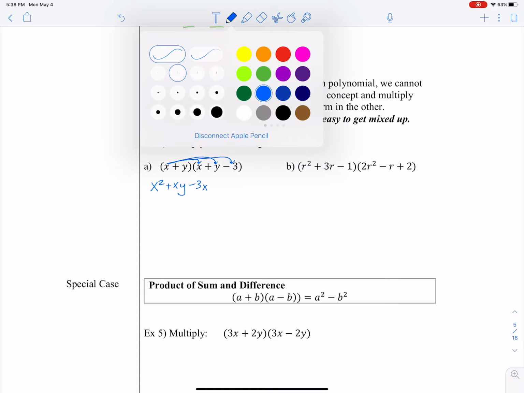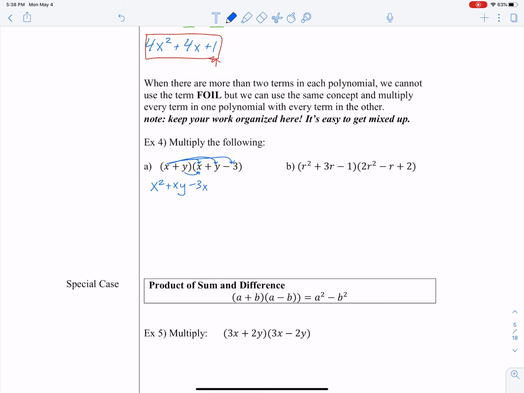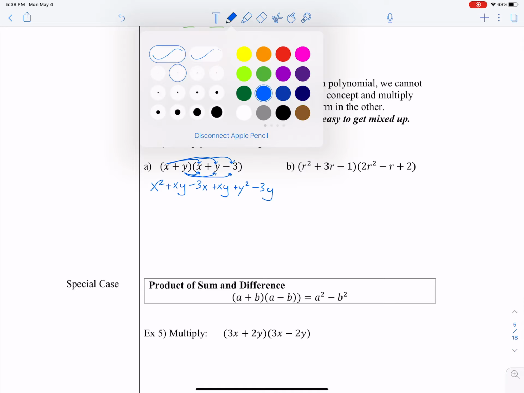Now we're going to do the second times the first. So you can write this as yx, or you can write this as xy. I'm going to write this as xy, y times y squared, and y times minus 3, minus 3y. Okay. Now I'm going to look to see if I have any like terms.